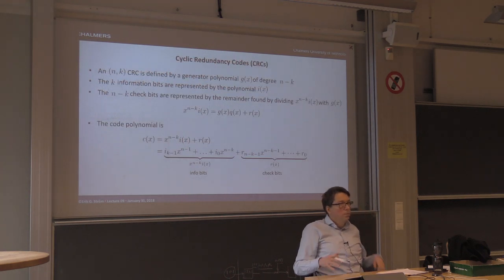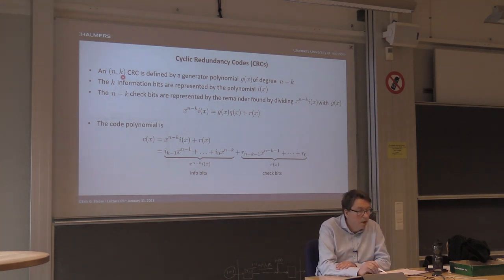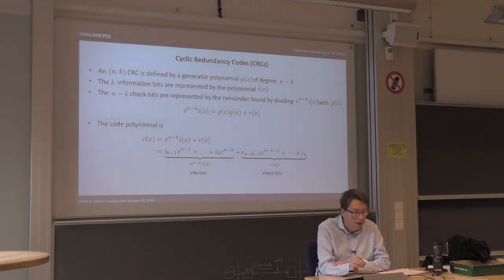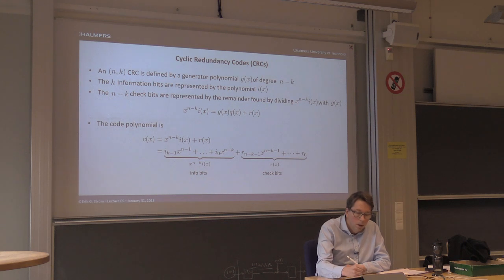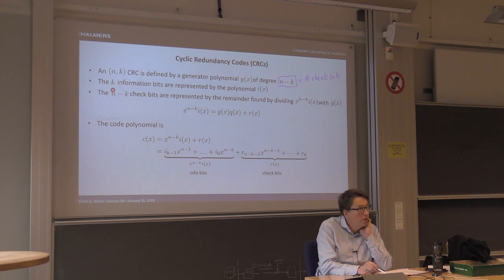Okay, so now CRCs. What are those? CRCs are (n, k) codes, so k input bits and n output bits. And they're defined by a generator polynomial g, which has degree n minus k. So the degree of g is n minus k, which is equal to the number of parity bits or check bits. Okay. So we have k information bits as usual, and then we represent that by a polynomial now. Let's call it I for information. Maybe it should have been called D, but anyways, it's I now.